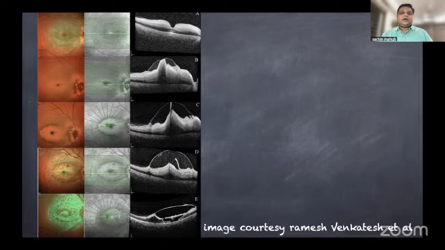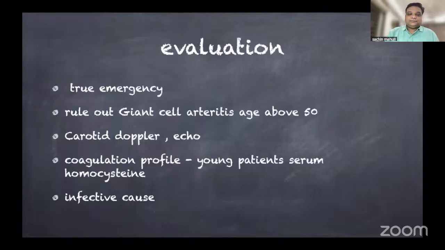They have documented the course of CRVO, how as the days pass by, how the ILM detachment happens and how it leads to atrophic changes. How do we evaluate these cases? This is a true emergency in ophthalmic OPD.